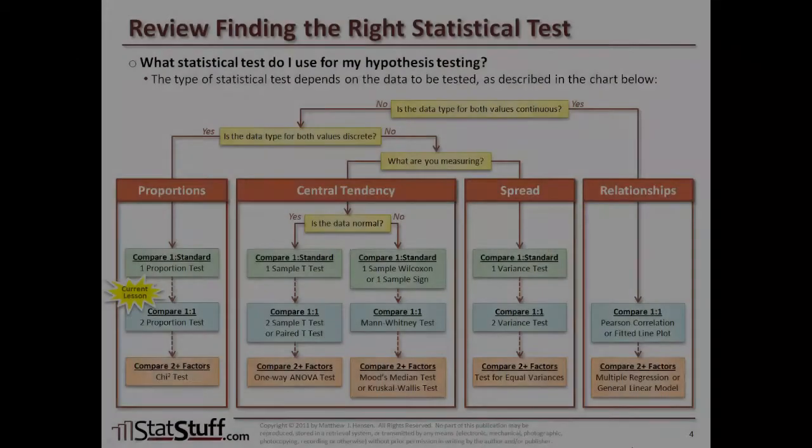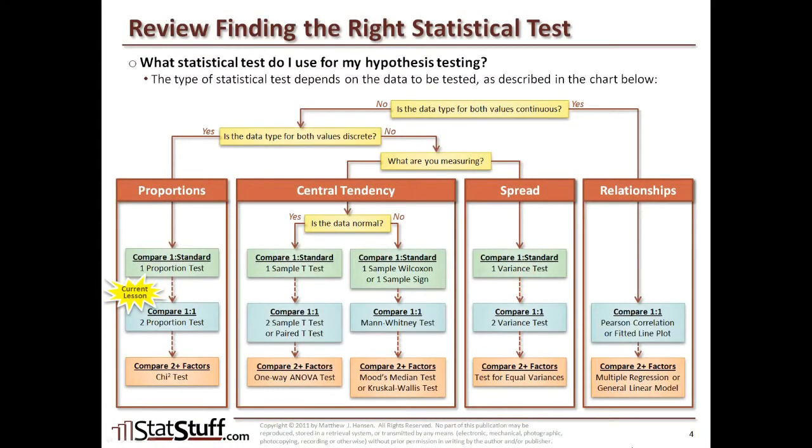All right, now let's review again the chart for finding the right statistical test and where the two proportions test fits into all this. Well, in this drill down we've seen before about finding the right statistical test, what we're going to be looking at is the two proportions test that falls on the left-hand side under the section for proportions.